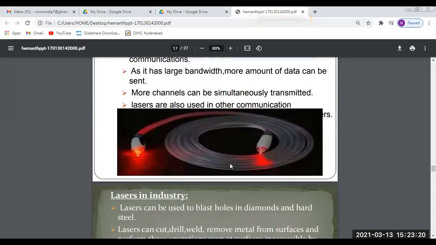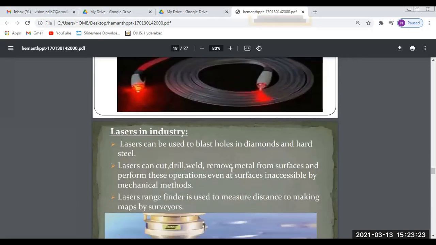You can just see this schematic diagram. And in the industries also we can use these lasers to blast holes in diamonds and hard steels, and they can also be used to cut, drill, weld, and remove metals from the surfaces and so on.